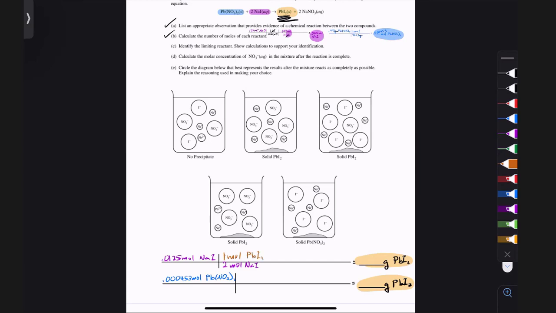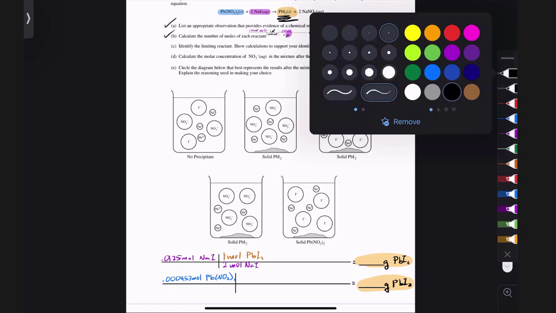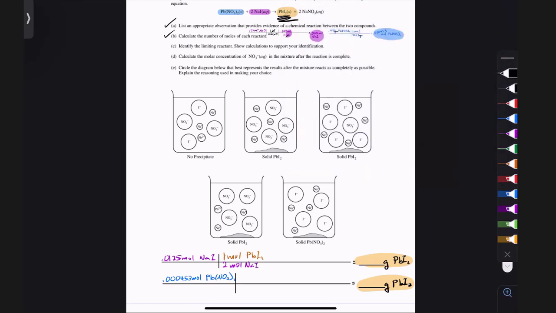Now from here, if I wanted to find the grams of PbI2, I would need to find out the molar mass of PbI2. Lead is 207.2, I believe, and iodine is 127. That gives me a relatively hefty molar mass. 1 mole of PbI2 is 461.2 grams of PbI2. We'll do that calculation in just a minute.